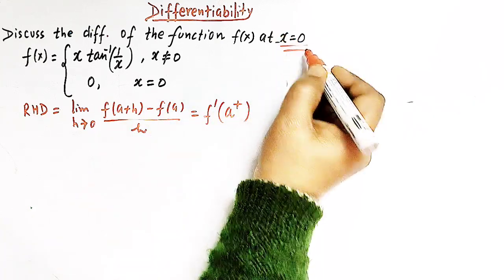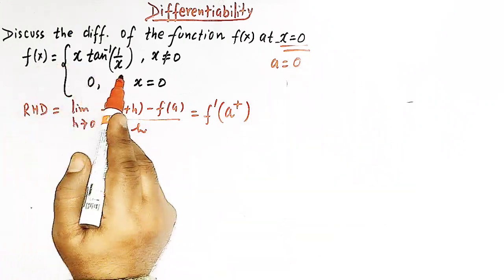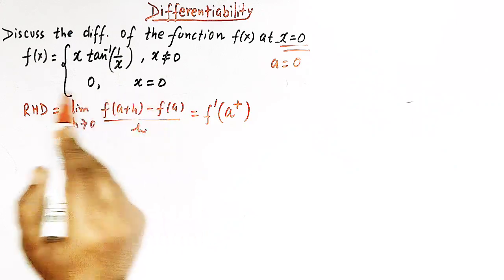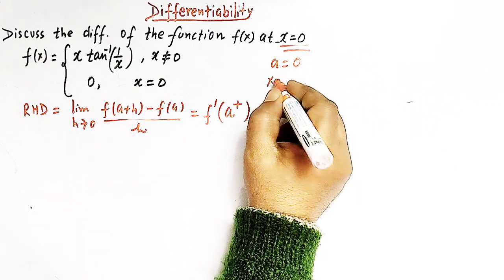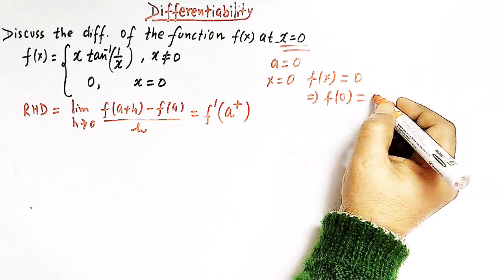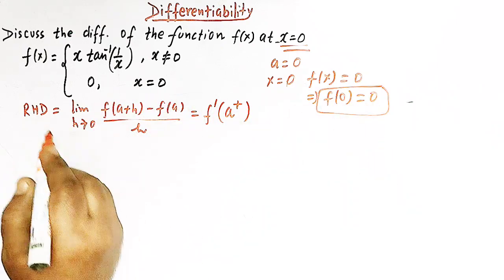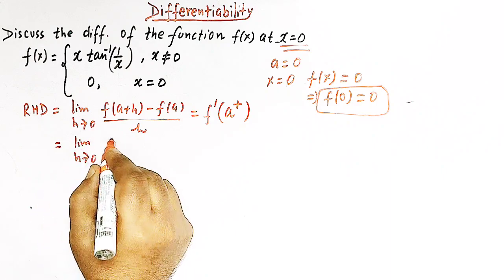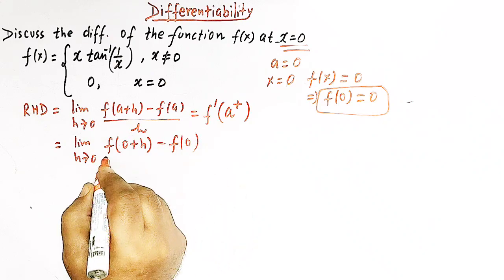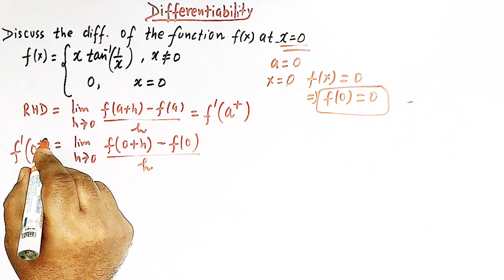So in this case the value of a is 0, so a is equal to 0, and here the function f of x is defined as x times tan inverse 1 over x for all x not equal to 0, but for x is equal to 0 we have f of x is equal to 0. So when x is equal to 0, f of x is given as 0, so this implies that f of 0 is equal to 0, right? So the value of the function at x is equal to 0 is 0. So now we have limit h tends to 0, and the value of a is 0, so here we have 0 plus h, and here we have f of 0 divided by h, and here we have f prime of 0, and here we have a positive sign, right?